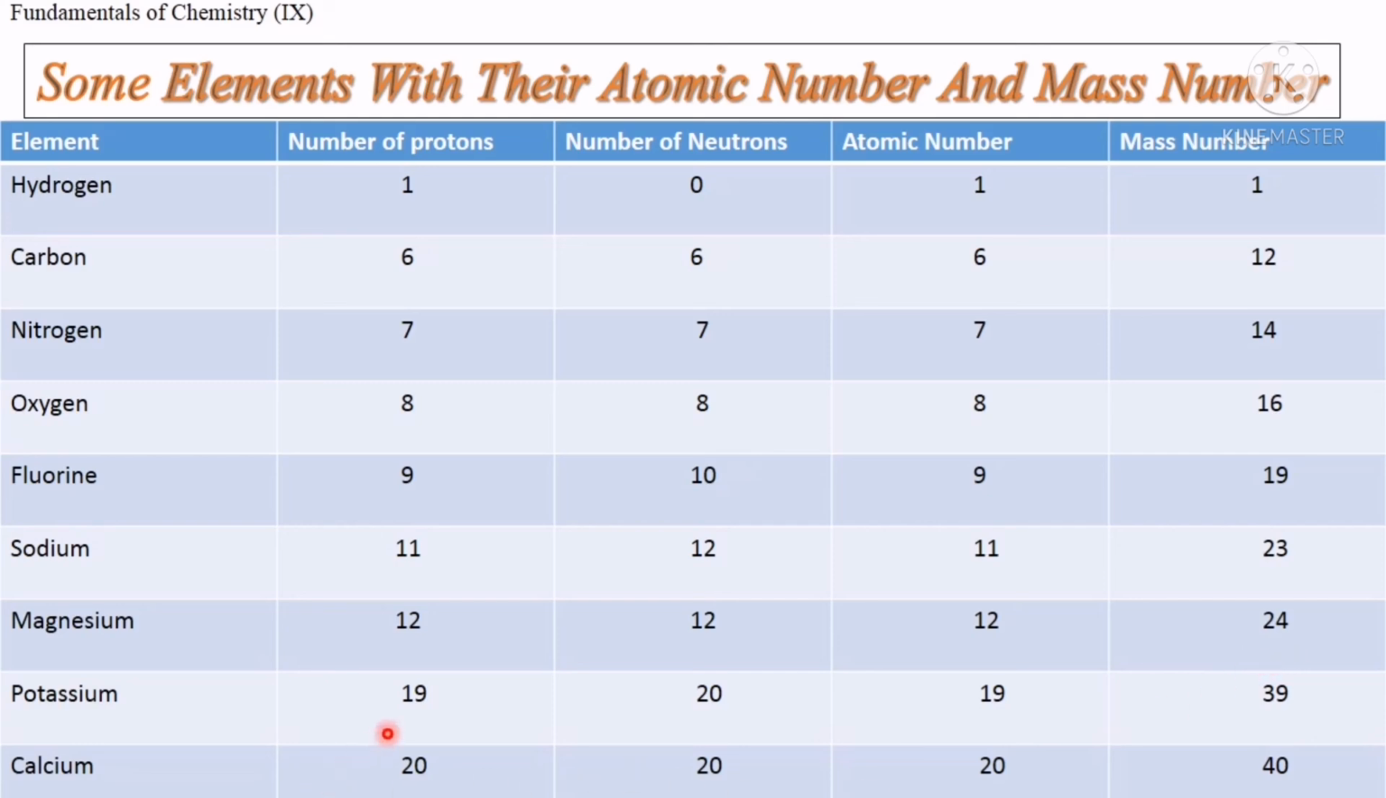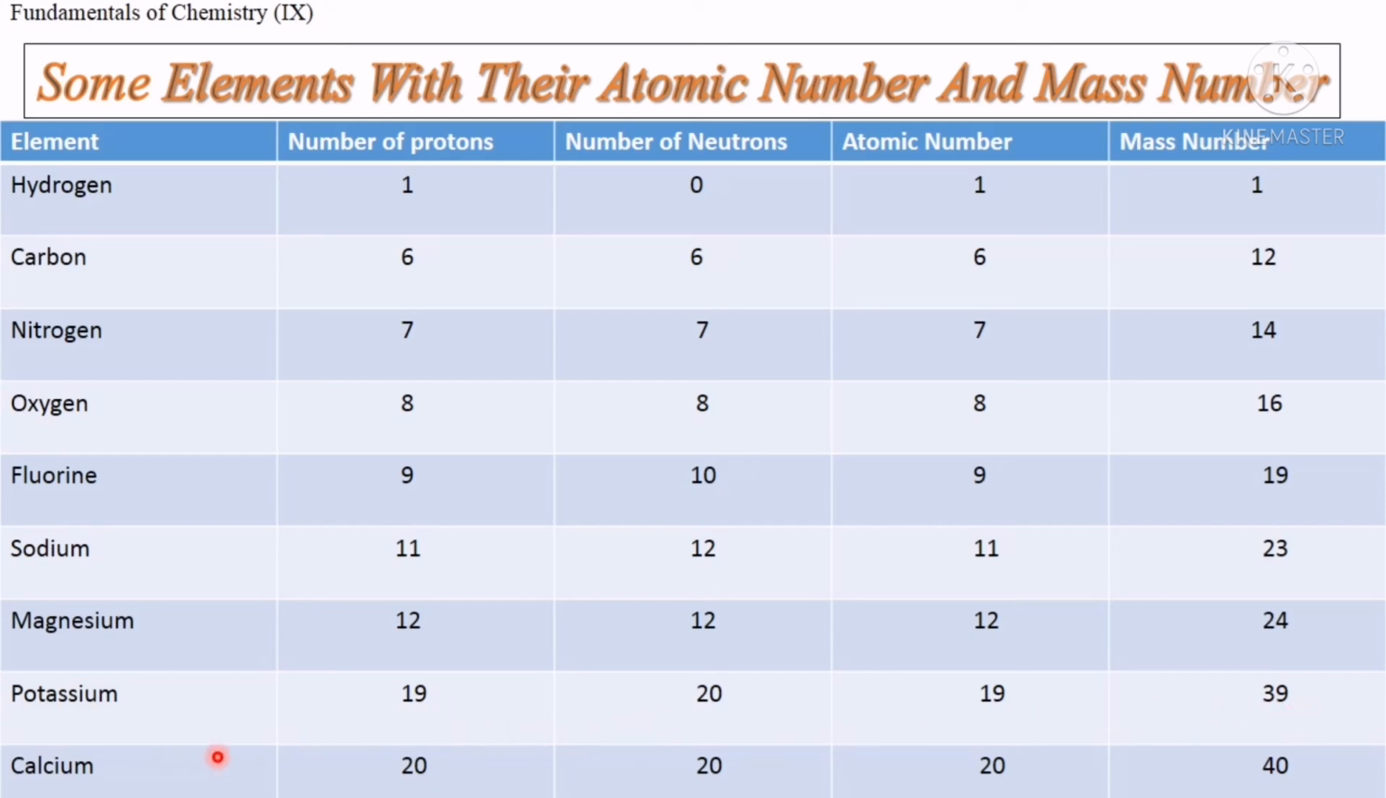And for potassium, we have 19 protons and 20 neutrons. So its atomic number is equal to 19 because it is equal to the number of protons. The mass number is the sum of the number of neutrons and the number of protons. So it's 20 plus 19, which is equal to 39.